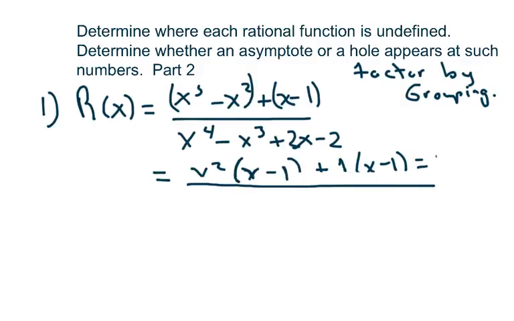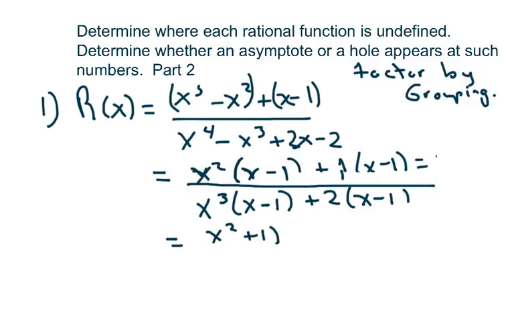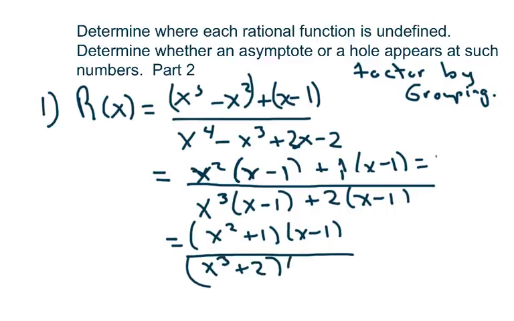Okay, when I factor the denominator, I'm going to do the same thing. I'm going to factor out x cubed, and I'll get x minus 1 plus 2 times x minus 1. And when you clean this up, you're going to get x squared plus 1 times x minus 1, over x cubed plus 2 times x minus 1.